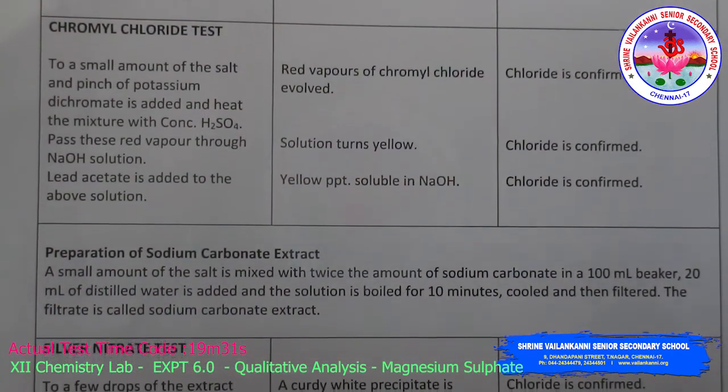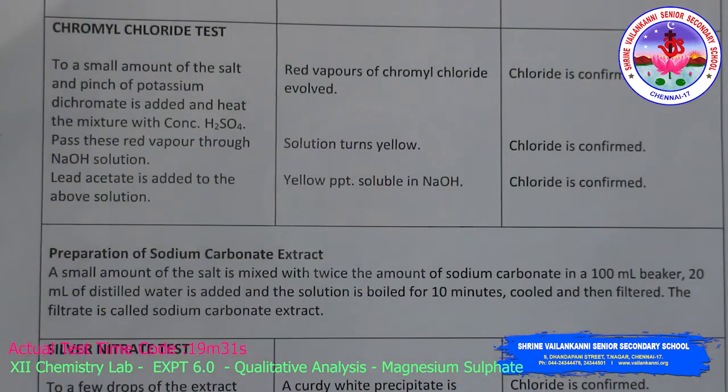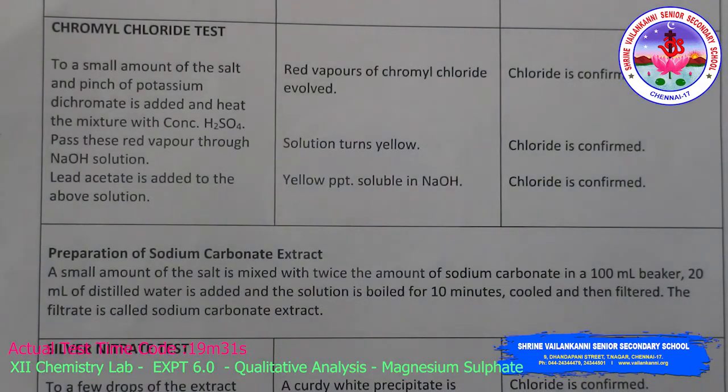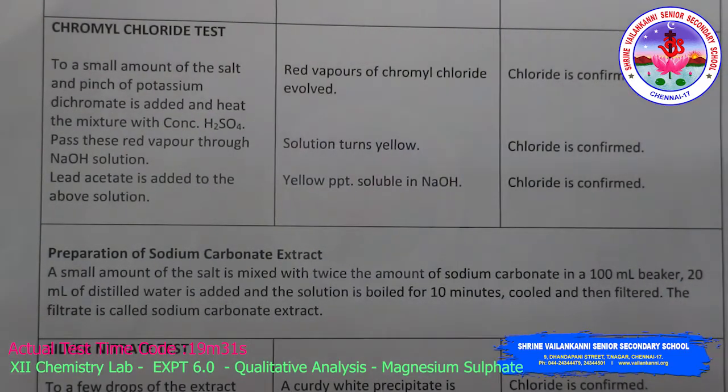Take a small amount of the substance, add a pinch of potassium dichromate, and heat with concentrated sulfuric acid. Pass the red vapors through sodium hydroxide solution. The red vapors of chromyl chloride confirm the chloride, and the solution turns yellow. Again, lead acetate is added to the solution, and a yellow precipitate is obtained, which is soluble in sodium hydroxide. Chloride is confirmed. So that is the confirmation test for chloride.